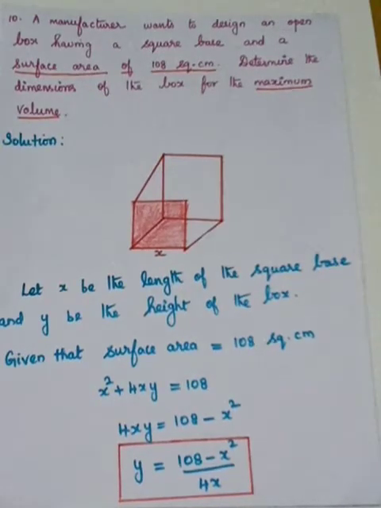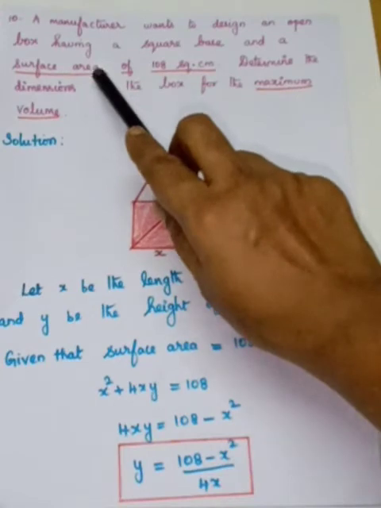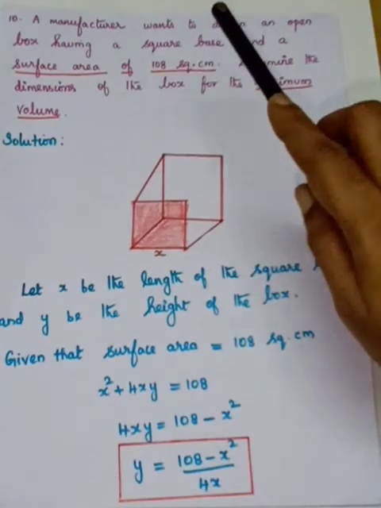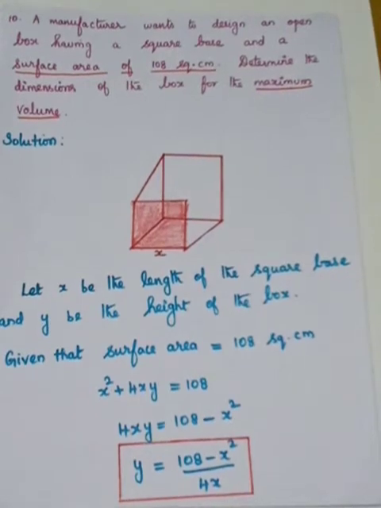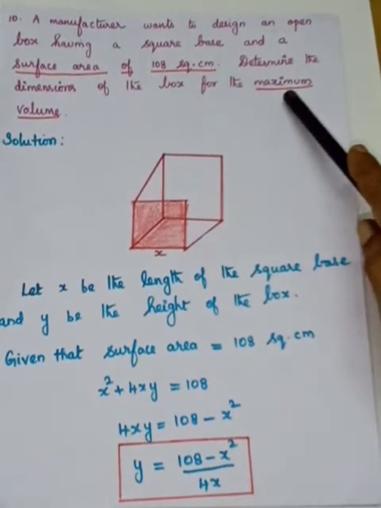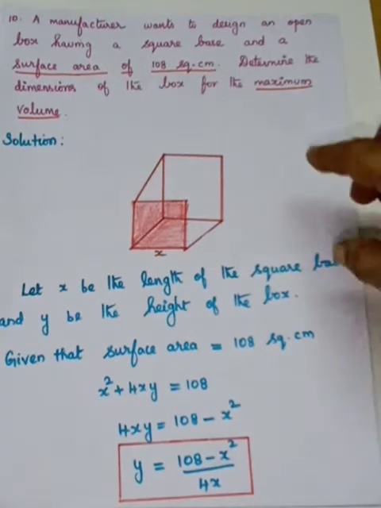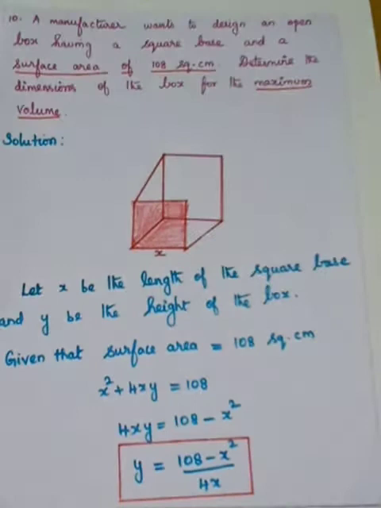Determine the dimensions of the box for the maximum volume. Okay, you see what is given: the surface area is 108 square centimeters. The box has a surface area of 108 square centimeters, and we have to find the maximum volume. The box should have the maximum volume. When the box has the maximum volume, you have to find the dimensions of the box. That is the question that is asked.